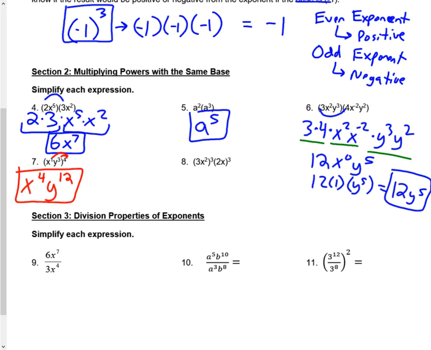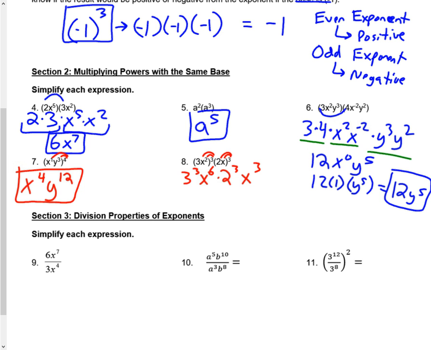Number 8, we've got more going on, but we have to just do it as we've learned it so far. We've got an exponent here that goes to the x and to the 2, and we have an exponent here that goes to the x squared and to the 3. So if I rearrange that, it's 3 cubed times x, 2 times 3 is 6, times 2 cubed times x cubed.